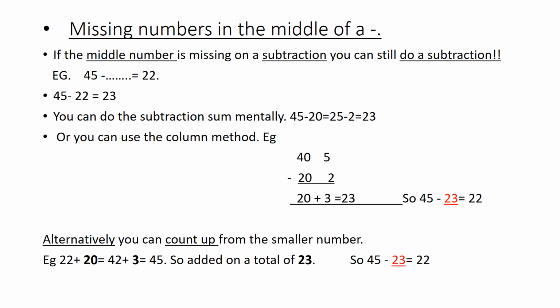Now, alternatively, you can count up from the smaller number. So you might want to go 22, add something will give me 45. So I'm doing this mentally. I've got my 22. I know if I add a 10, it'll be 32. I can keep going, 42. So I'm adding 20 first to get me to 42. And then I know 2 and 3 make 5. So I've added a total here of 23. So the missing number is 23.